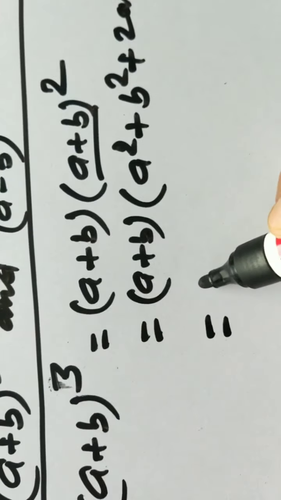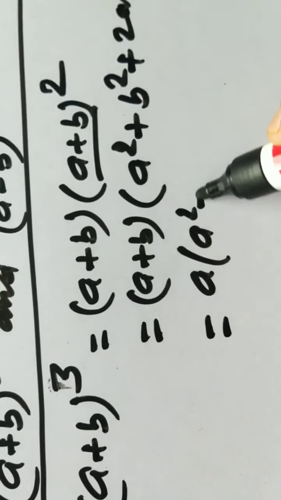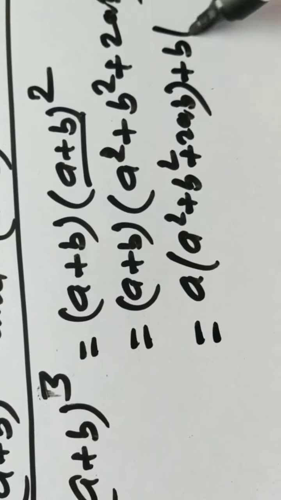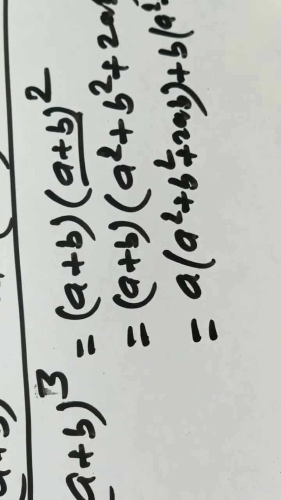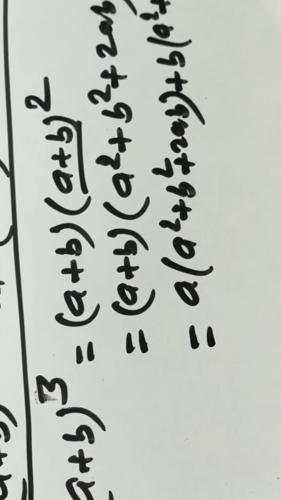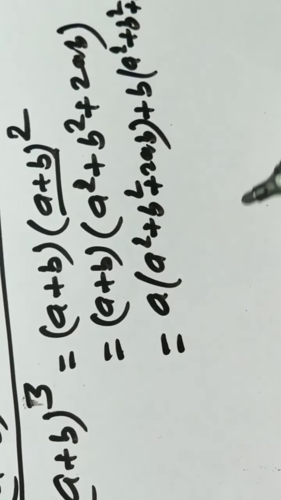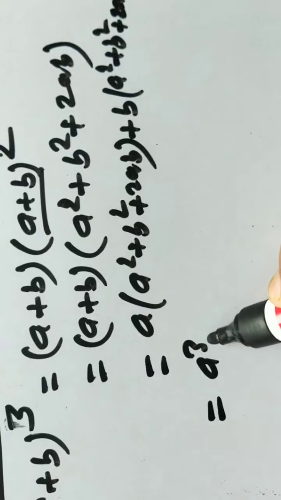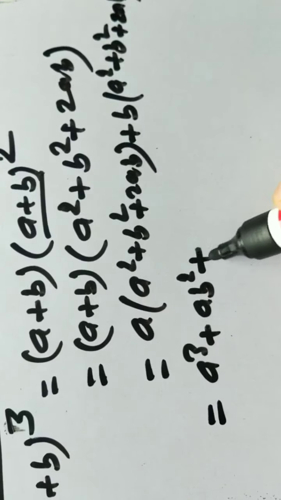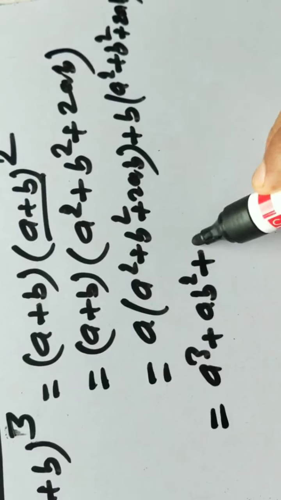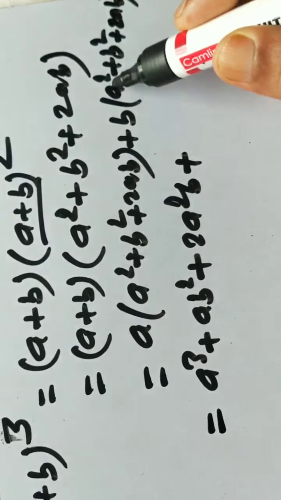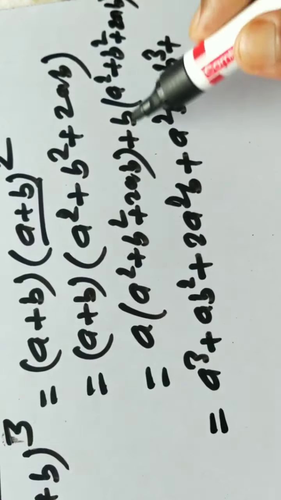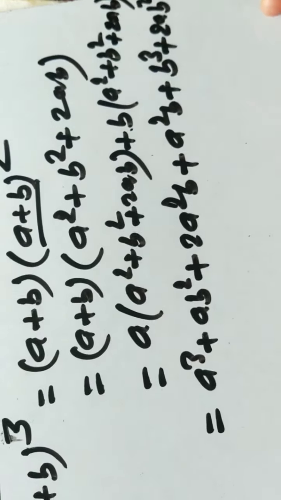Now let us multiply it. First multiply a by a² + b² + 2ab, and then b by a² + b² + 2ab. So let us multiply it. It will be a³ + ab² + 2a²b when multiplied by a, and then a²b + b³ + 2ab² when multiplied by b.